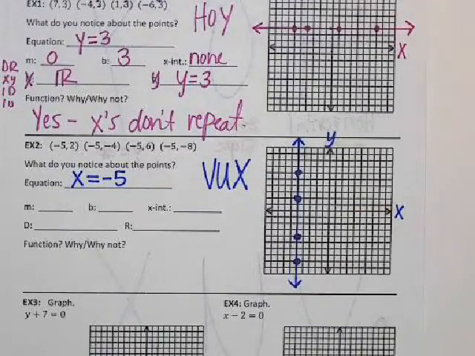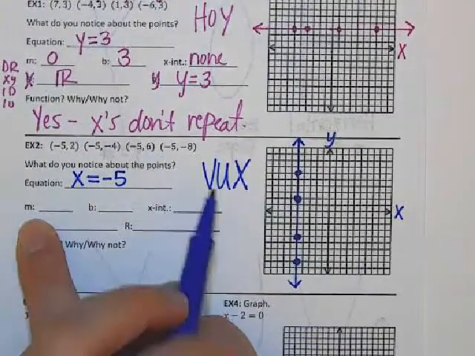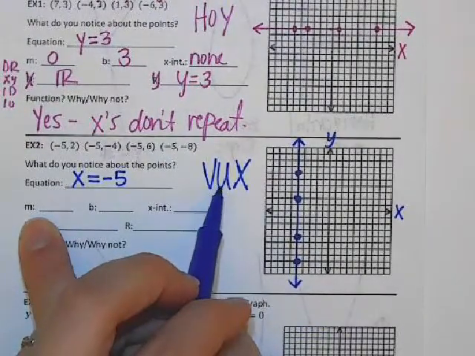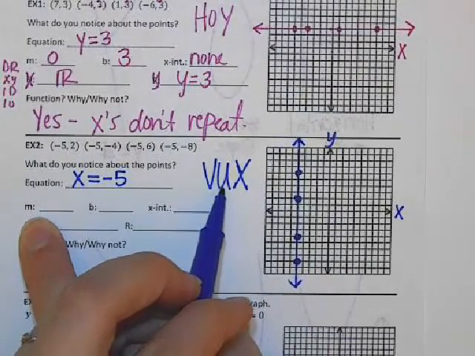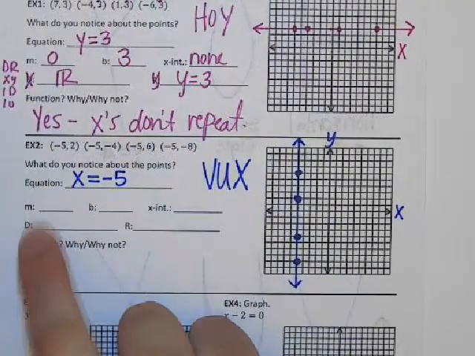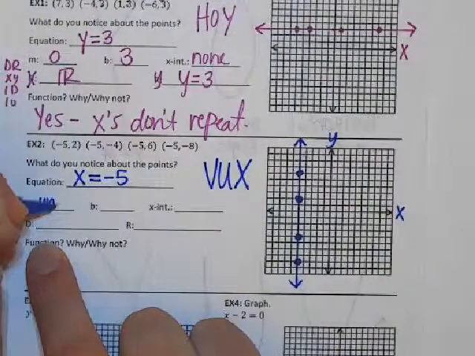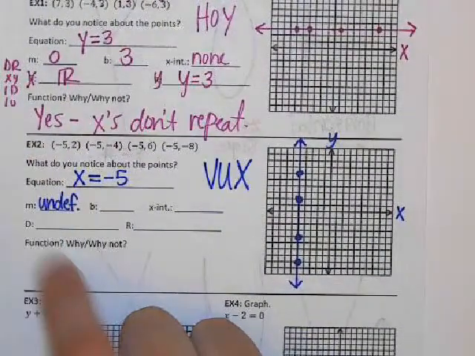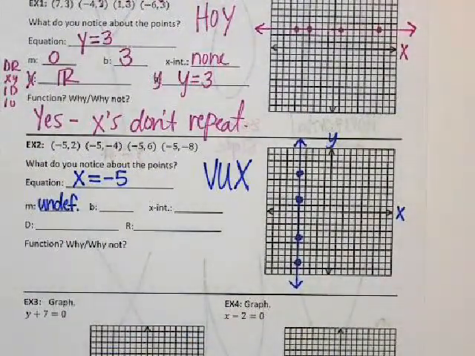Okay, M stands for slope. What's my slope? The U stands for? U stands for undefined slope. I'm going to say UNDEF because there's not enough room.